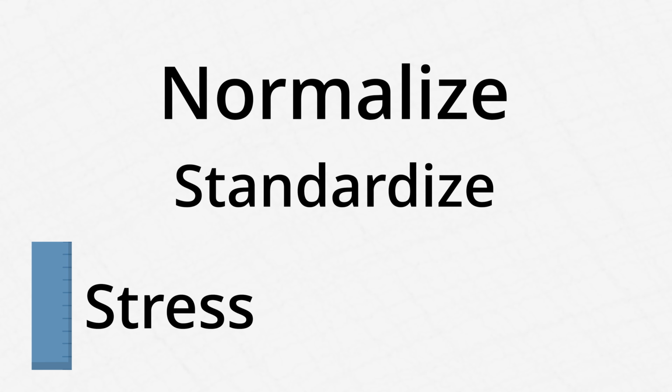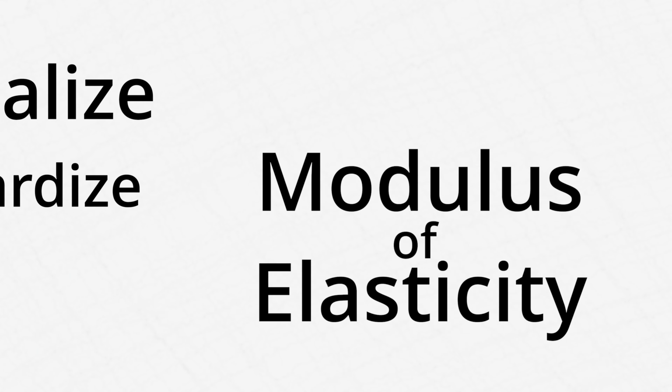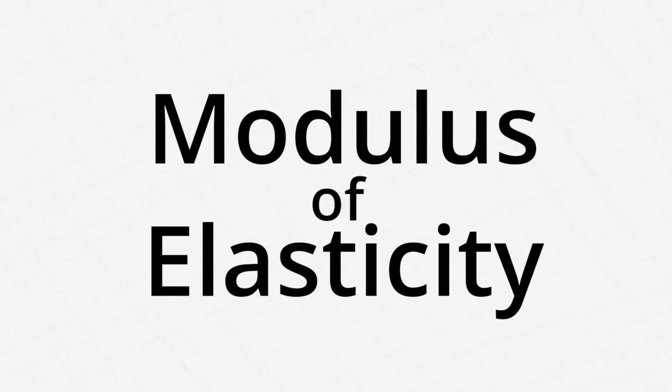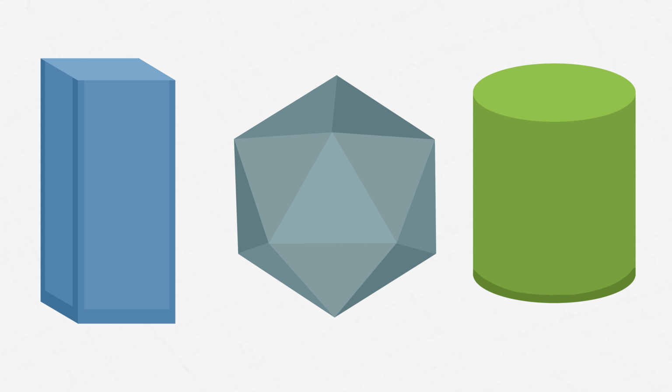Normalizing means standardizing, and it's important that we do this when measuring stress and defining our modulus of elasticity, which we'll get to, I promise, so that no matter what shape you want to use a material in, you know how it'll react to forces.